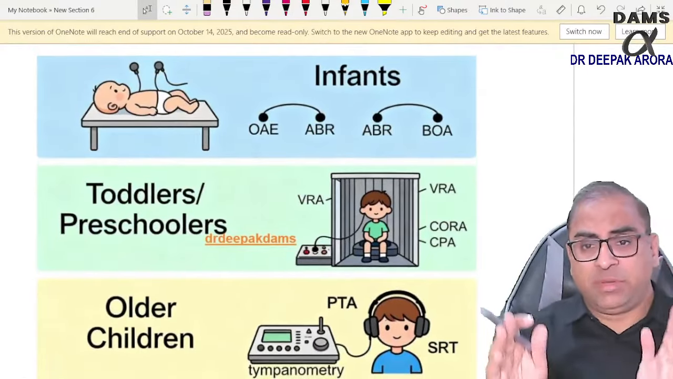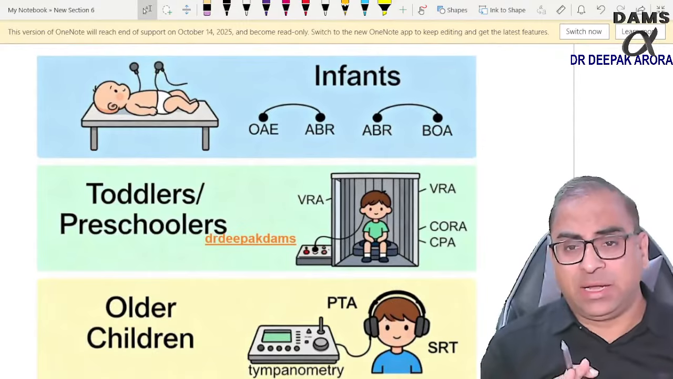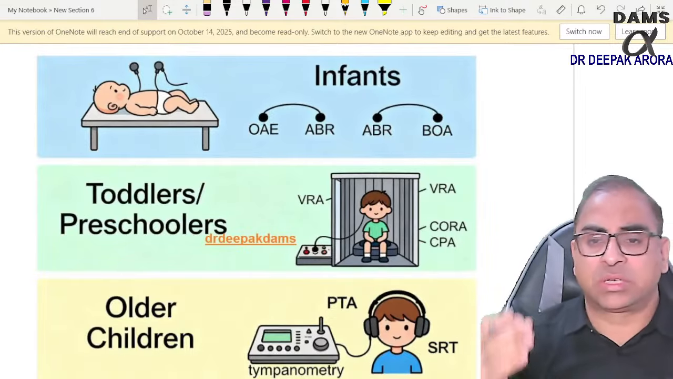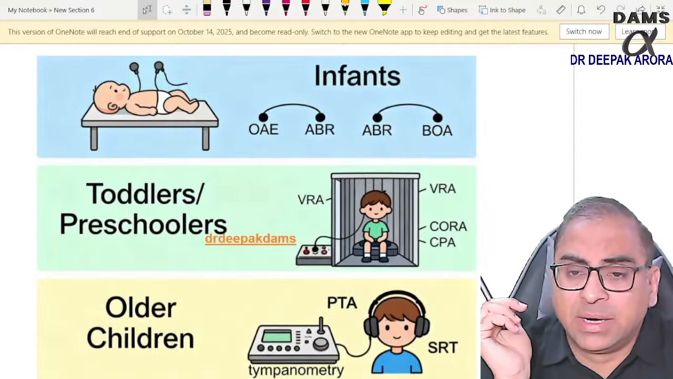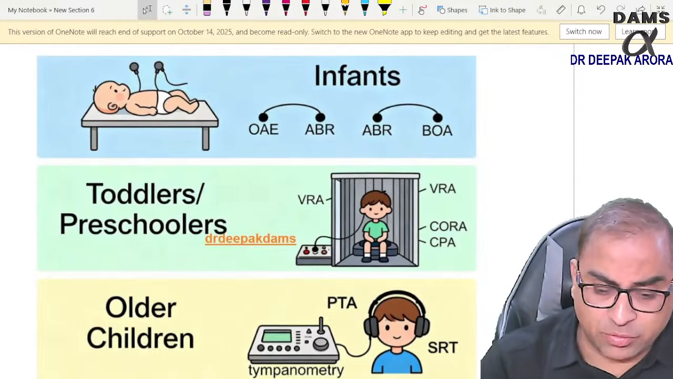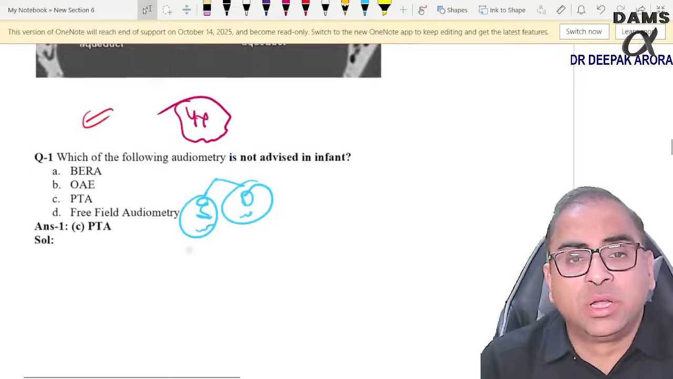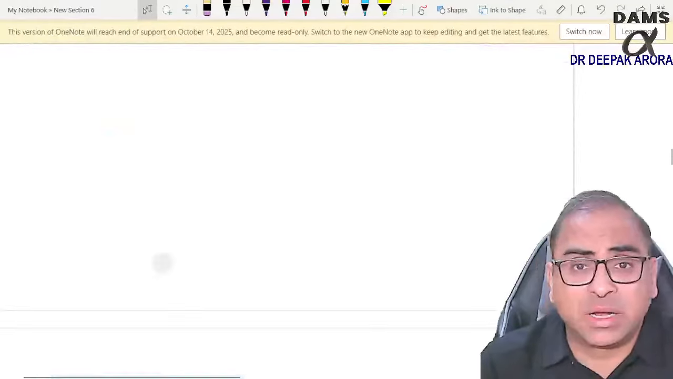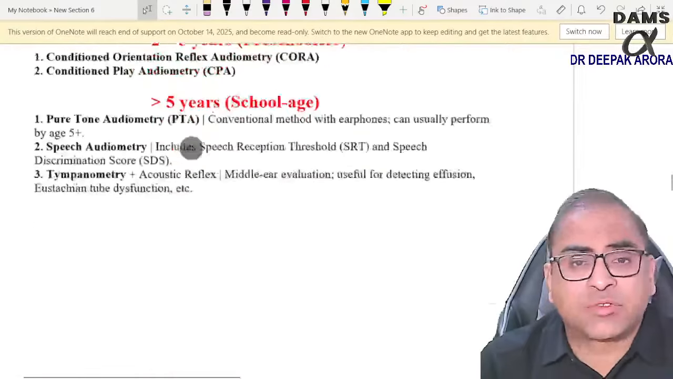So this image will help in the examination hall. I advise you to draw infant, preschool, and then older kids. This way we differentiate. I hope you are getting my point. So in this MCQ, the answer should be pure tone audiometry. It was an easy question, not difficult. Clear? So, coming to the next one.